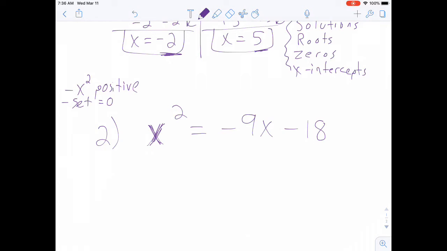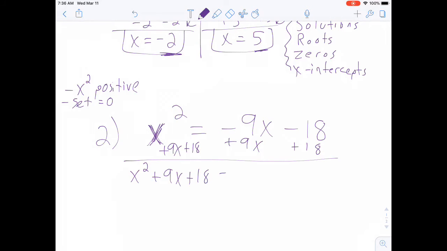So obviously I have x squared equals negative 9x minus 18. I have to move the 9x over, so I'm going to add 9x to both sides. And in the same step, I'm going to add 18 to both sides. Get it all done in one. So on the left-hand side, I have x squared plus 9x plus 18 equals 0. And the last thing, it has to be in standard form, highest exponent to lowest, which I have here. Now I'm going to factor.